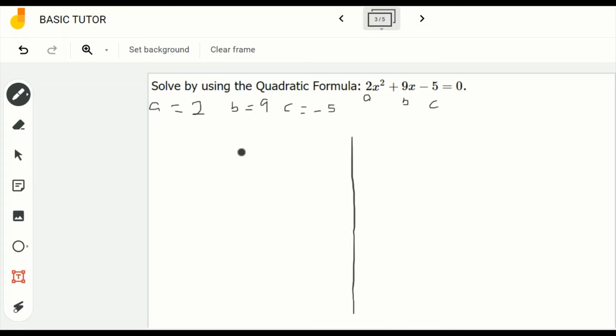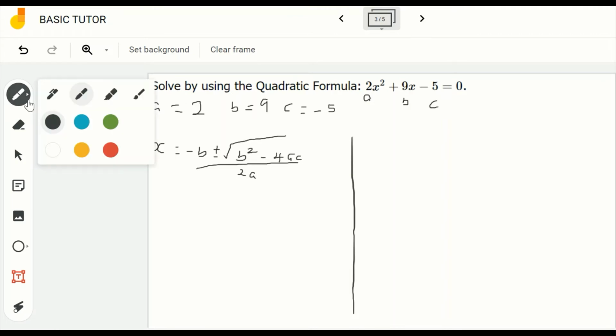So therefore I can now write out my quadratic formula, which is x is equal to minus b plus or minus the square root of b squared minus 4ac, over 2a. So the next thing we do now is to put in the values for a, b, and c into this formula.